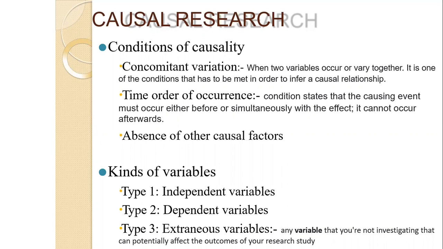Next is the dependent variable, which is dependent on something, and because of that, you will find some changes in it. That becomes a dependent variable. And next is the extraneous variable. This is any variable that you are not investigating that can potentially affect the outcomes of your research study. When you are deciding the independent or dependent variables, if you have missed some variable in your research but it is going to affect the outcome of your study, those variables are called extraneous variables.